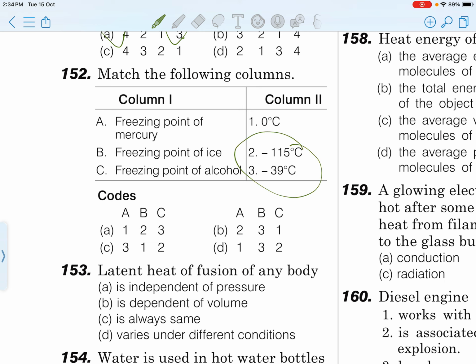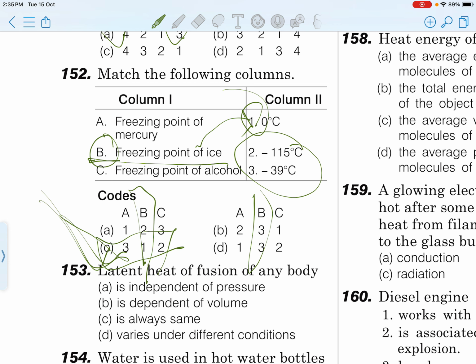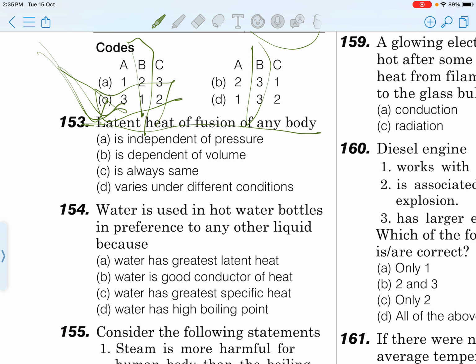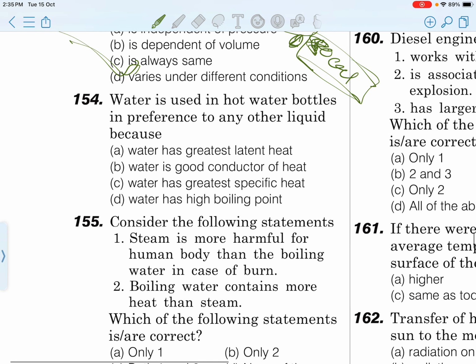I have already written the temperature scales in my videos. If you have watched the video, then you can do it. But I guess the answer is coming. Freezing point of ice, everybody knows, and it is in one option. See, we don't even need to remember. Latent heat of fusion of any body: I already discussed this. What is the latent heat of fusion of ice? It was 80, which is fixed. So every substance has its own latent heat of fusion or latent heat of vaporization.